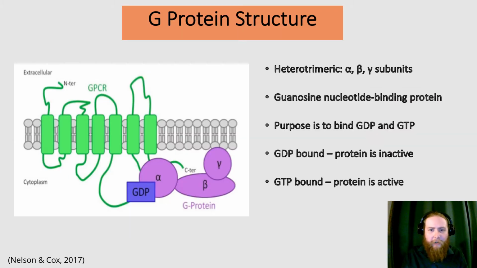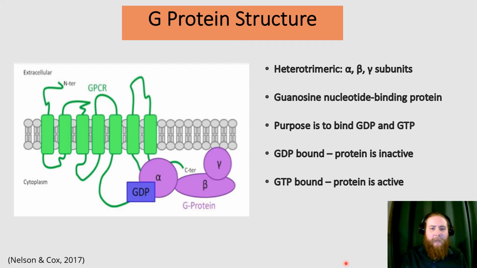All right, so the structure of the actual G protein, and this is the internal part here, is on the intracellular side in the cytoplasm, interacting with the carboxyl terminus. It is what we call a heterotrimeric protein, and it consists of an alpha, a beta, and a gamma subunit. The alpha and the gamma are anchored inside of the plasma membrane, and the beta is inside of the cytoplasm itself. The purpose of the G protein is to bind GDP and GTP.